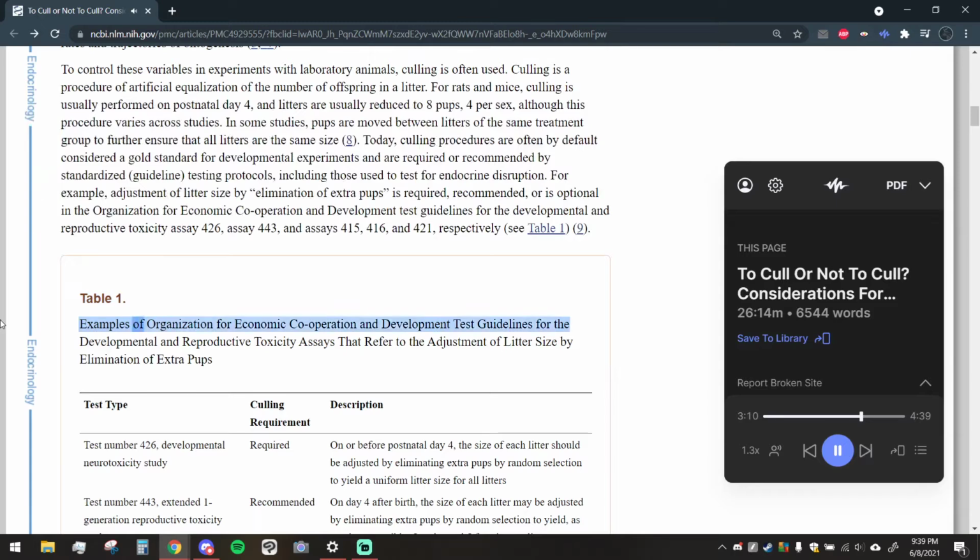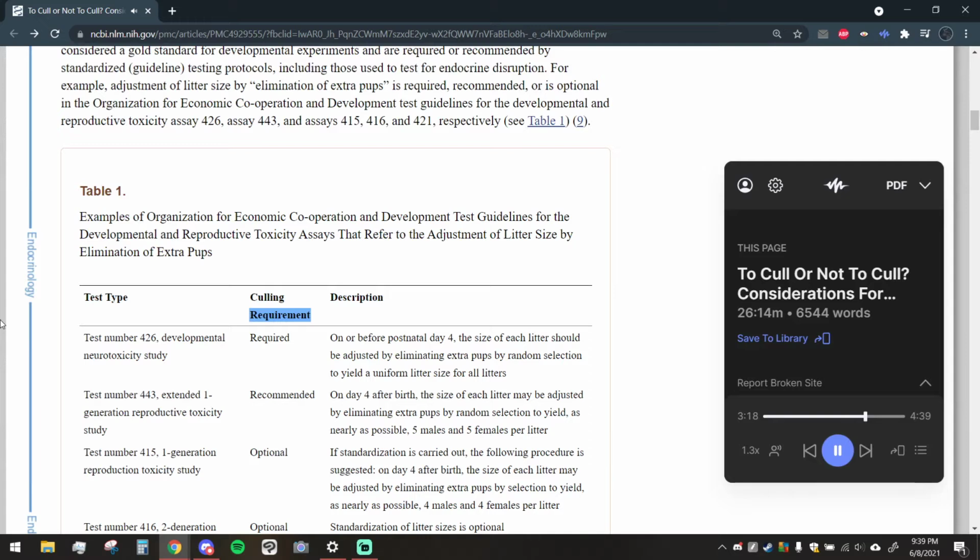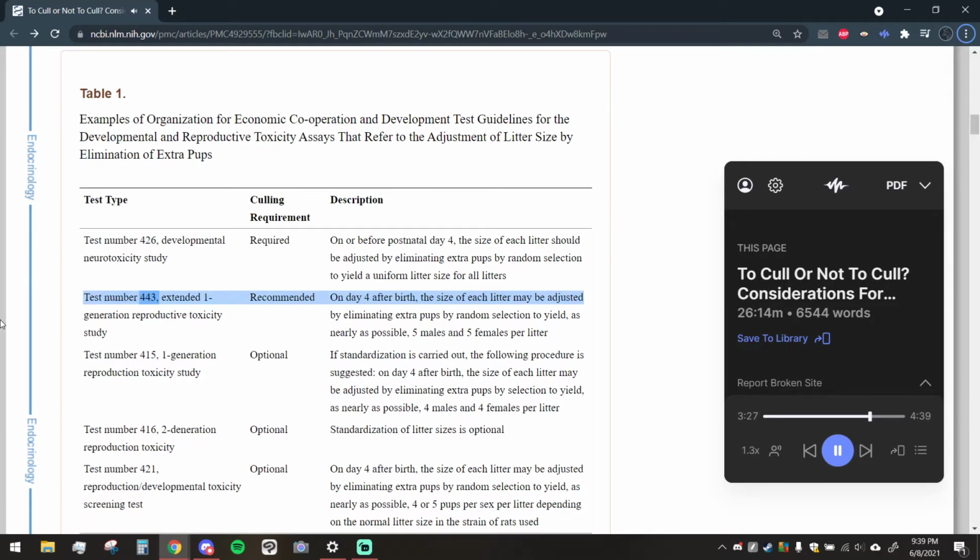Table 1. Examples of Organization for Economic Cooperation and Development test guidelines for the developmental and reproductive toxicity assays that refer to the adjustment of litter size by elimination of extra pups. Test type, culling requirement, description. Test number 426, developmental neurotoxicity study: required on or before postnatal day 4. The size of each litter should be adjusted by eliminating extra pups by random selection to yield a uniform litter size for all litters.